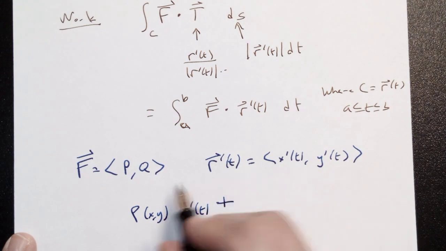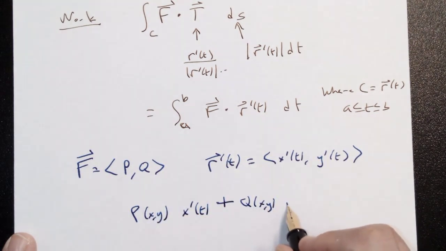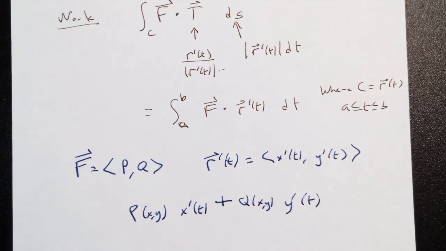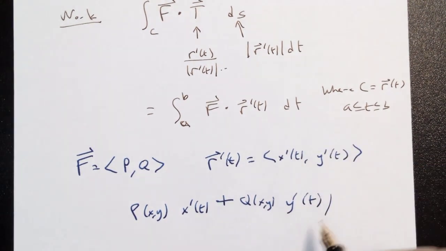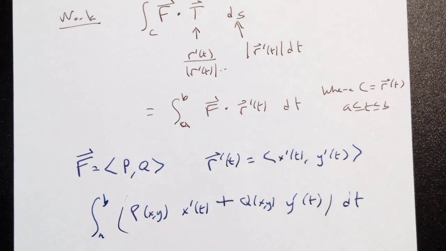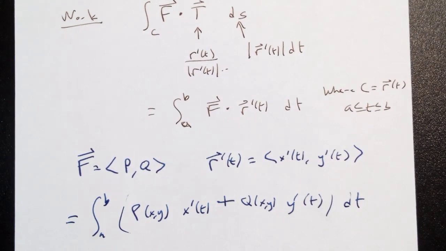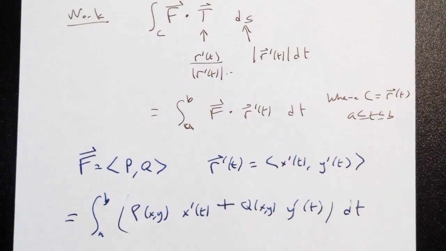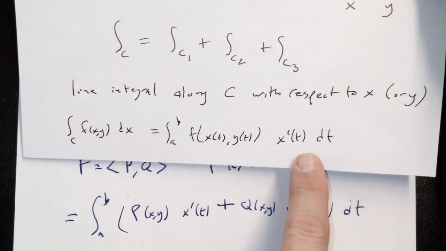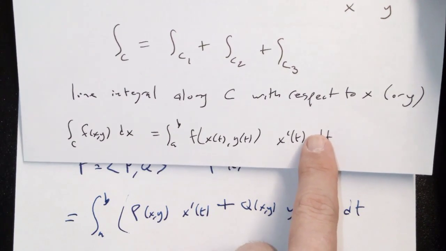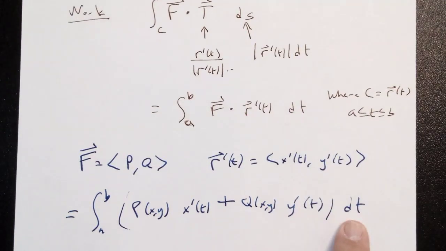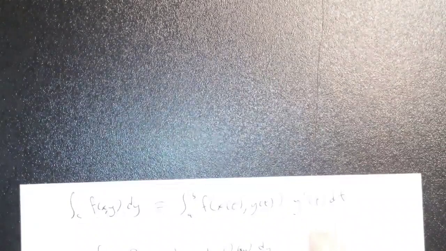And then I get q times y prime. And I'm doing this integral dt. Right? So there's my integral for work. That's work. Wait a minute. x prime of t dt, y prime of t dt.